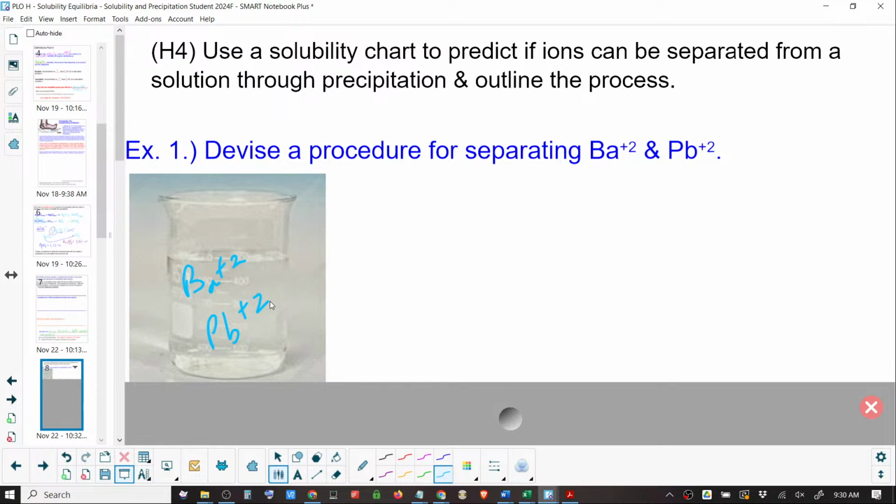Okay, stop. Multiple people keep writing down BaPb, and I want to know why you're doing that. What else could be in the thing? That makes sense, but stop.